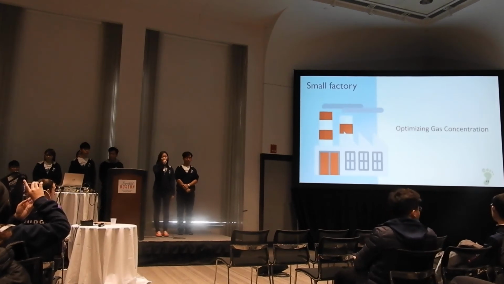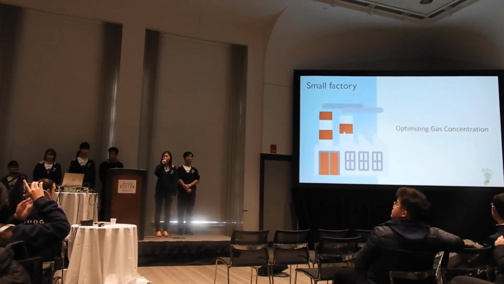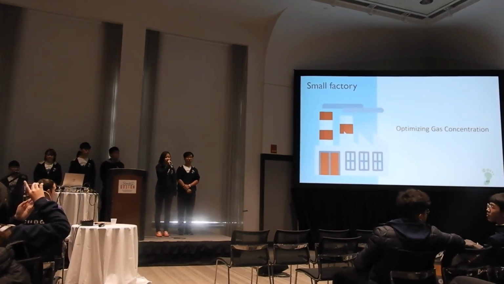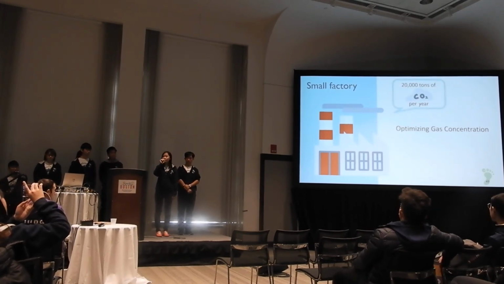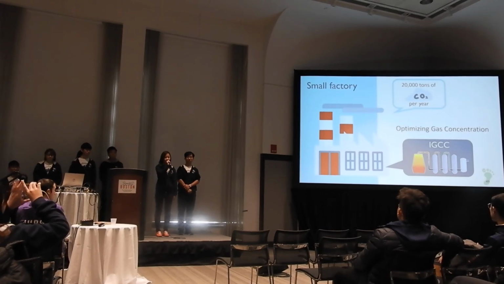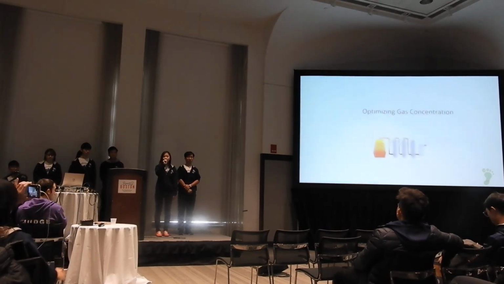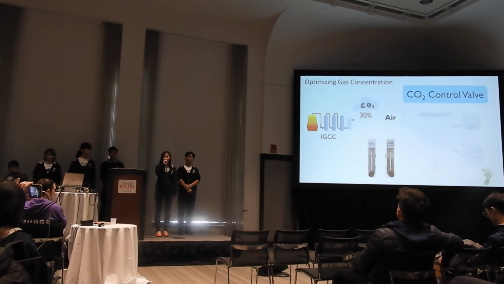After finishing the design of our prototype, it's time to think about a challenge that will be faced in a real industrial setting. Here, we take a small factory as an example. This factory will emit 20,000 tons of carbon dioxide every year. It has an IGCC system to help it capture carbon dioxide. When the gas goes out from the IGCC power plant, the concentration is 30%.